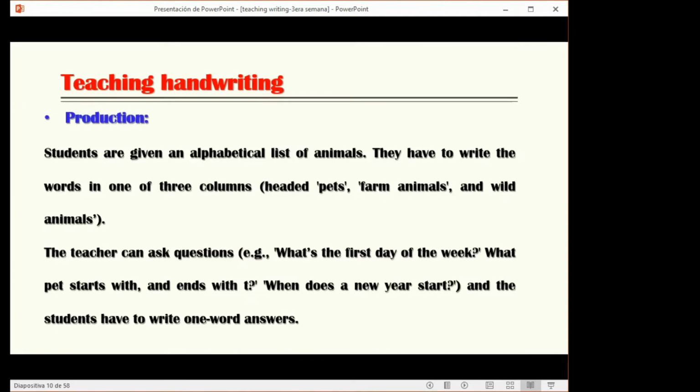answers. No, just one word. Remember, this is the beginning, and this is the beginning. The handwriting. Remember that you're developing the handwriting in your students. So here you ask questions to your students, and they have to give you simple answers in a written way.